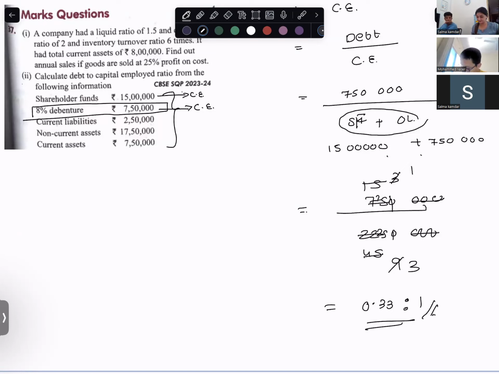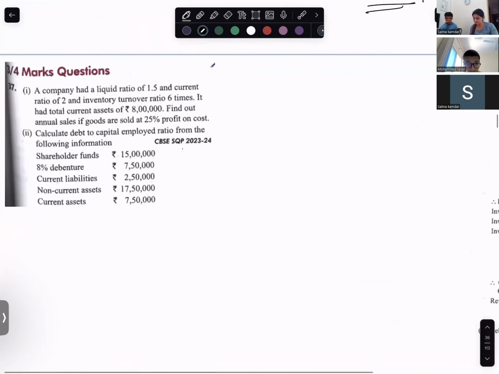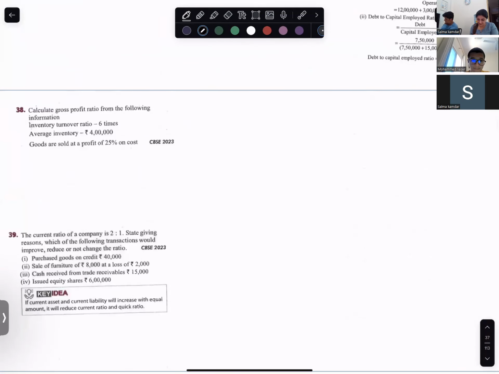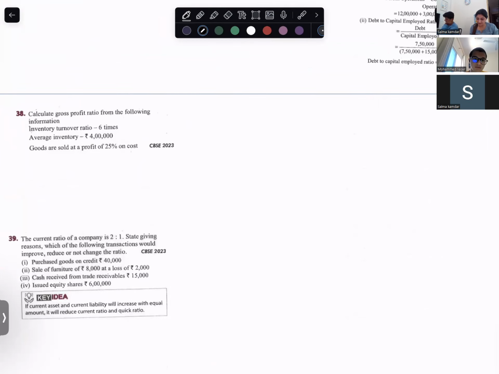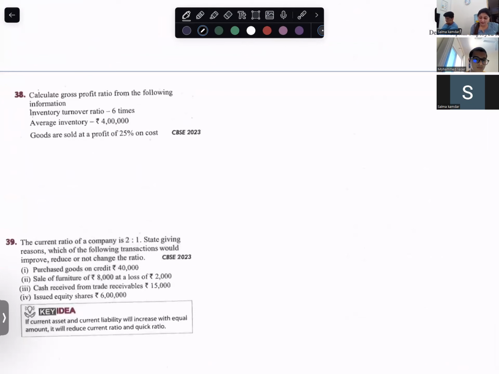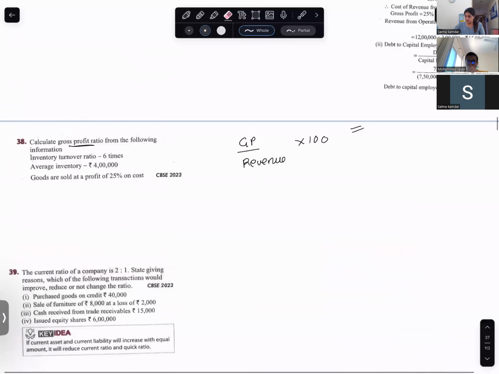Are you with me? Let's go to the next sum. I want you to read it first, try it yourself, and then we will do it. What have they asked us to find out? Gross profit ratio. How do you get gross profit ratio? Gross profit divided by revenue into 100. Try this and then I will do it with you all.